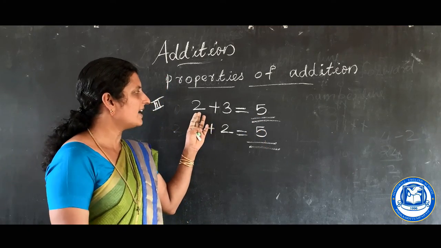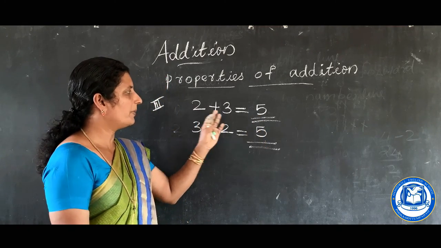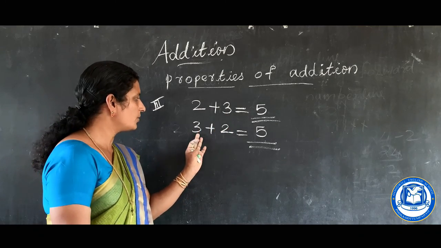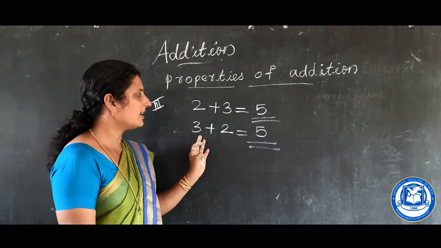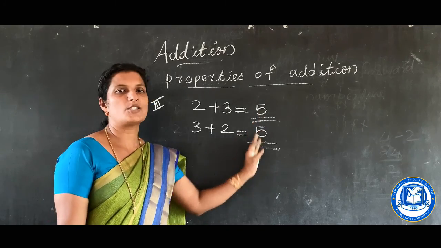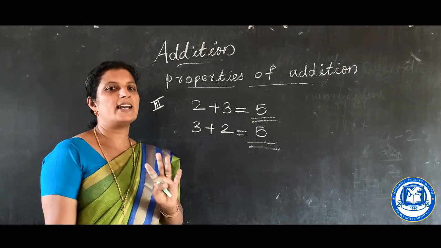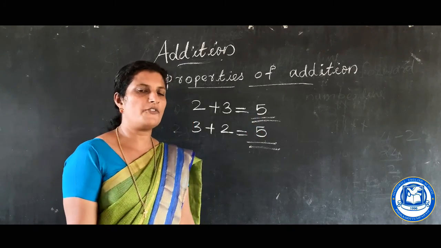Then we can change the question. 2 plus 3 is here. That 3 comes here first and 2 is here. Anyway we are adding, but the answer should be the same. These are the three properties of addition.